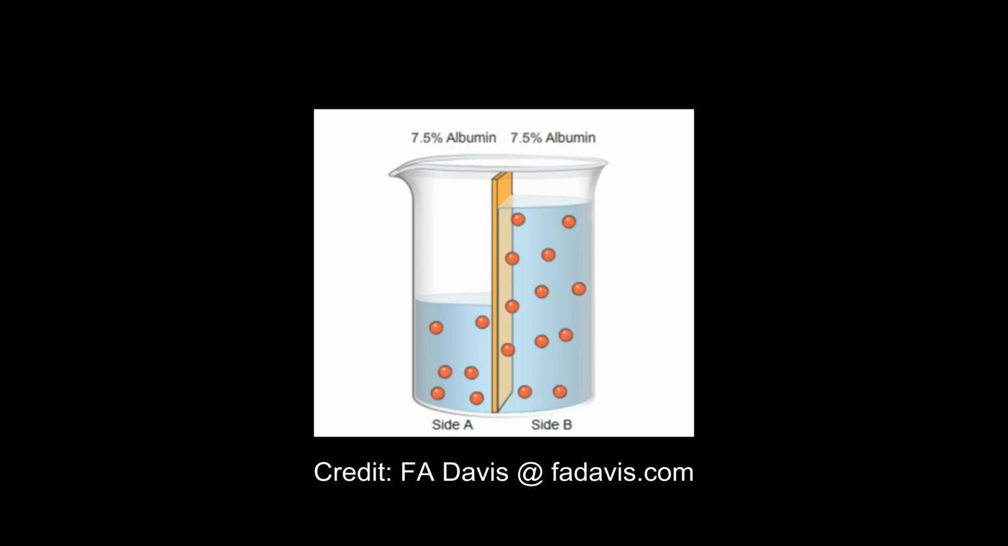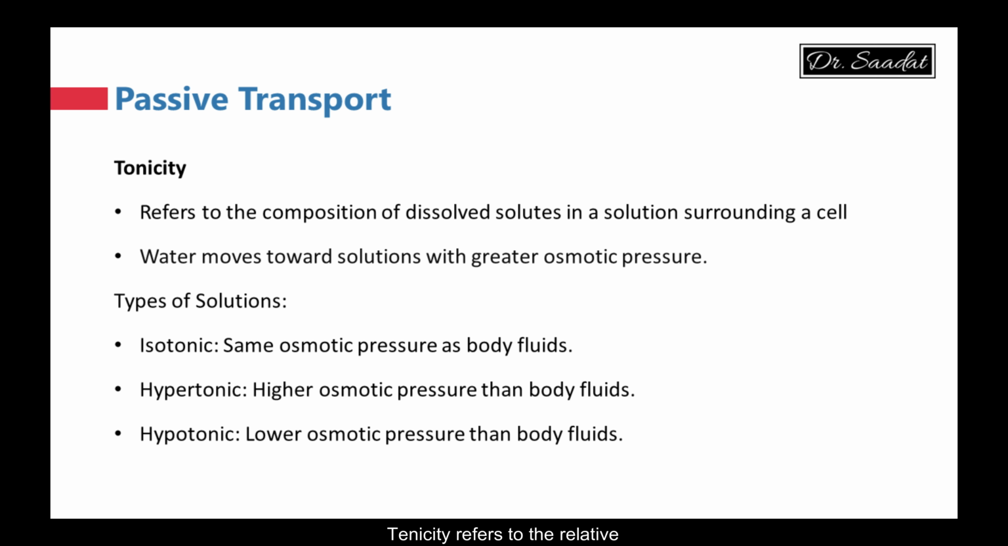Tonicity. Tonicity refers to the relative concentration of impermeable solutes between a cell and its surrounding environment. It essentially describes the solution's strength in terms of its ability to draw or repel water. Solutions with a higher concentration of impermeable solutes have a higher osmotic pressure. This pressure represents the force that tends to draw water into the solution to dilute the solutes and reach equilibrium.